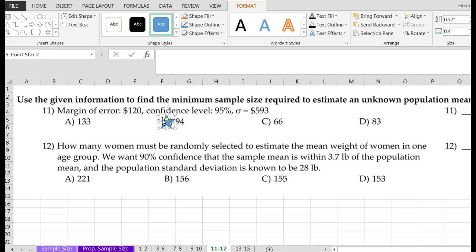How many women must be randomly selected to estimate the mean weight of women in one age group? We want 90% confidence. I'm going to jot that down, 90% confidence. That the sample mean is to within, and when they use the word within, that's your margin of error, 3.7 pounds, of the population mean, and the population standard deviation is known to be 28 pounds. That's my sigma. Sigma is 28. Let's see how many we need to sample. Go to the sample size tab.